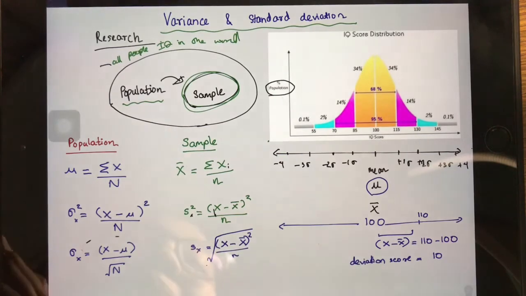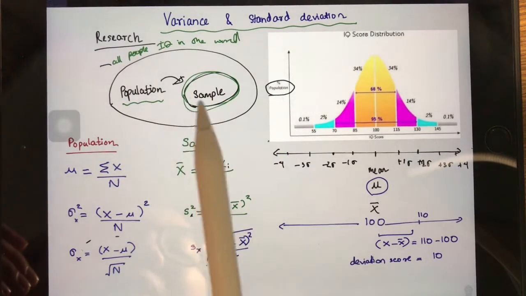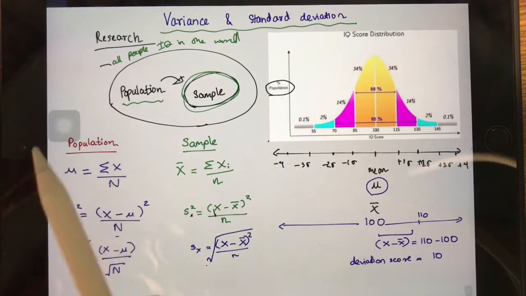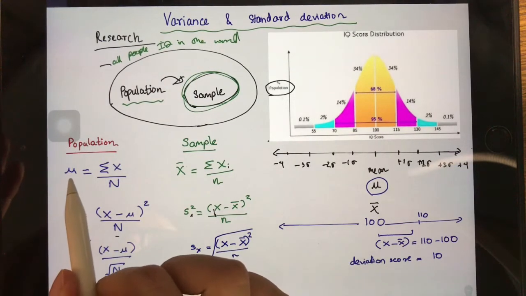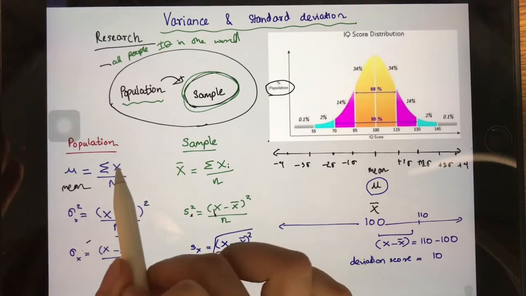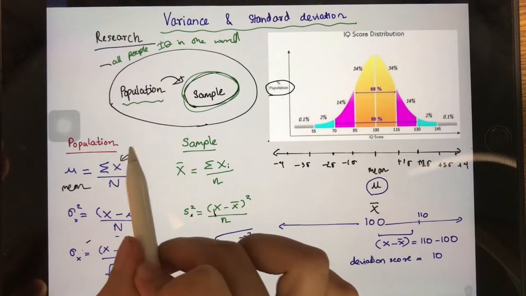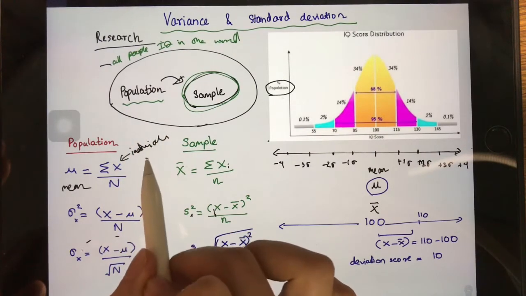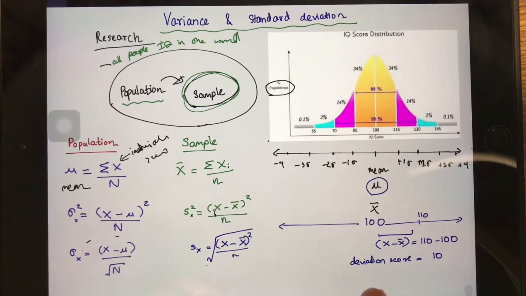So that's a sample. And for population and sample, we use the Greek notation. This mu is called the mean, and x is still x, each individual score. And n is the number of observations or number of people that you're studying. If we see this sigma square, that's the variance. Variance is calculated as this. If this formula seems a bit complicated for you, then I'll explain how we get this variance.